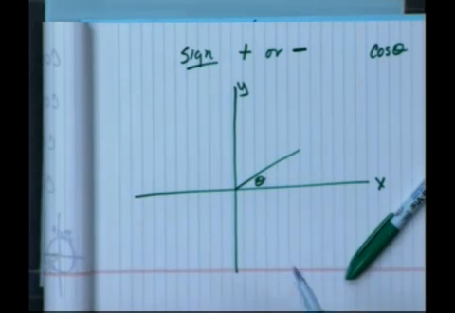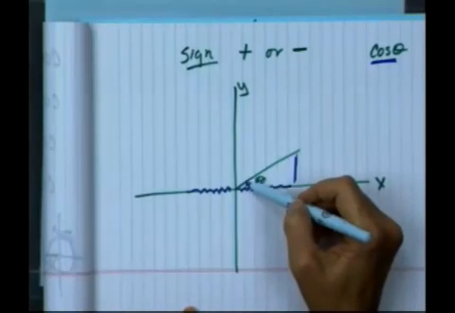Adjacent over hypotenuse. Hypotenuse is always positive. So when you're trying to determine if the cosine is negative or positive, you're only worried about the adjacent side. And no matter what angle you're with, your reference angle, the adjacent side will always be along the x-axis for cosine. So if you're in your first quadrant, your cosine is always positive.